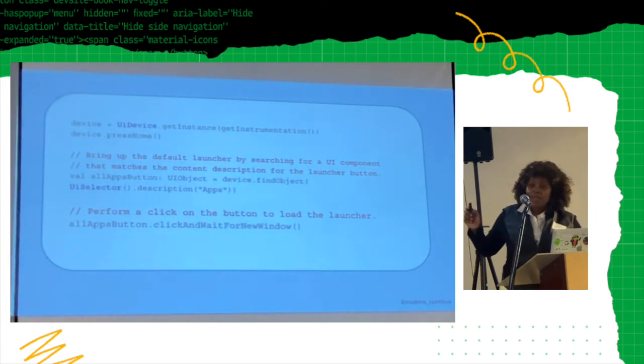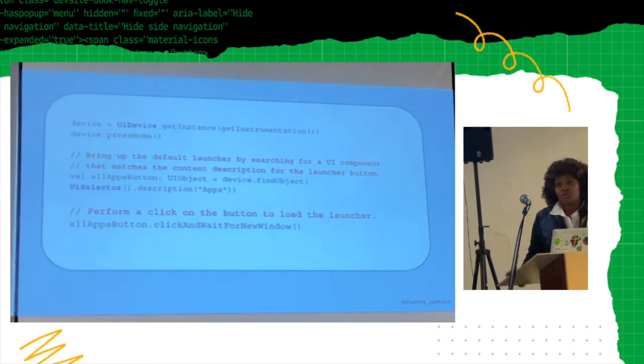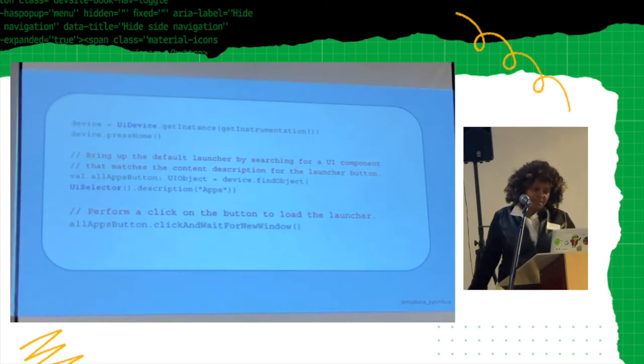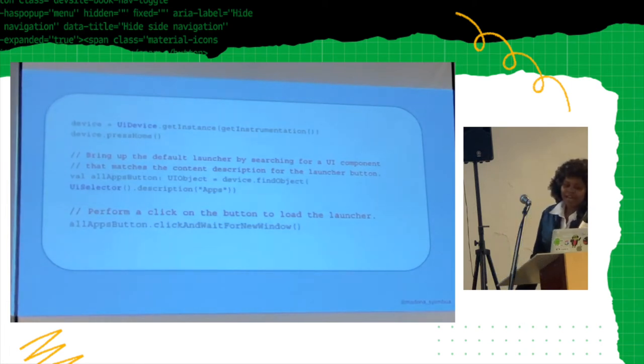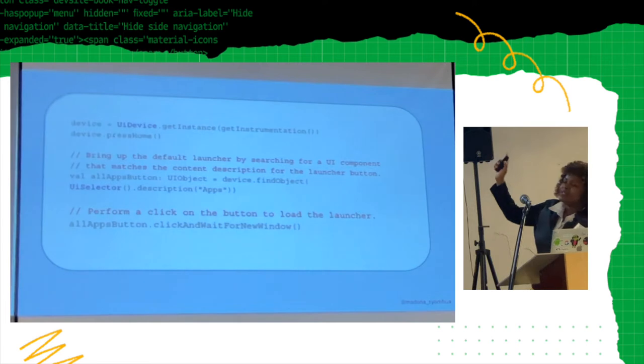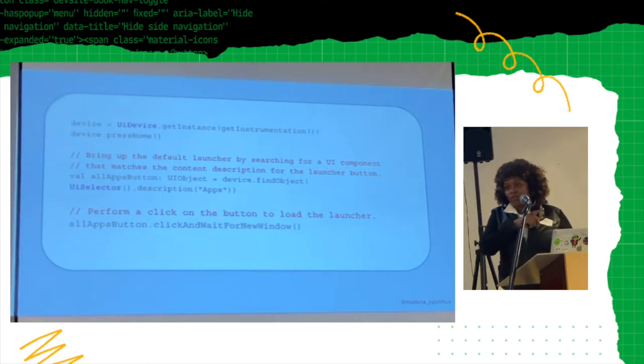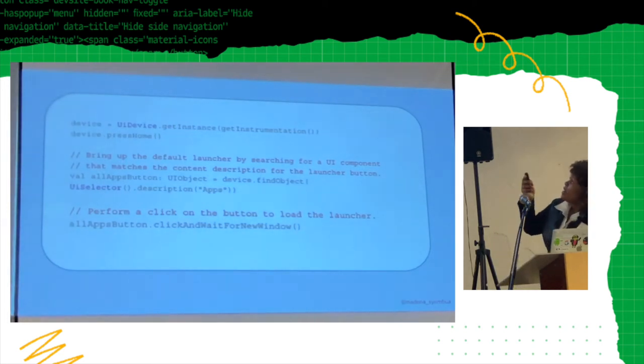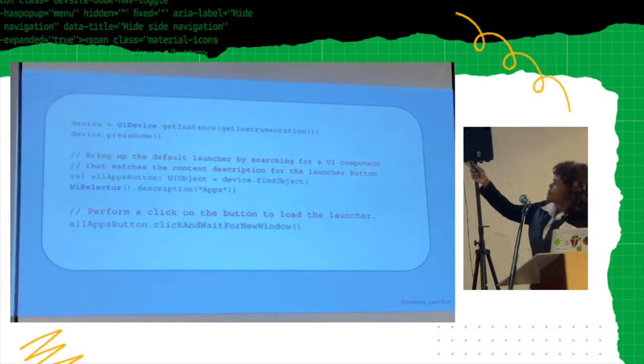Now, I've also included some code samples of how you can write your automation. For example, the following code shows how you can write test scripts that display the default app launcher in a device. So there we have the device equals the UiDevice. This is a particular object that you can look into and get an instance. And then as you can see, they use the InstrumentationRegistry, something that we used before, if you notice the pattern. Espresso also uses the instrumentation. Now, you can bring up the default launcher by searching for a UI component that matches the content description for the launcher button. As you can see there, we have that val.